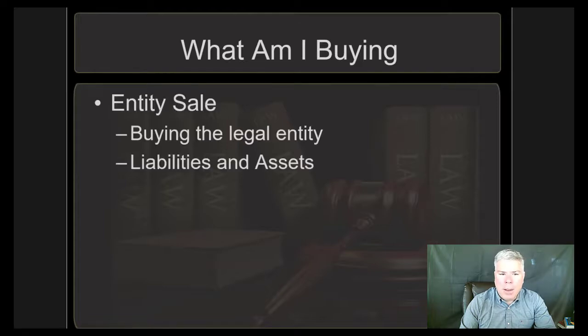The first question you need to ask yourself is, what are you actually buying? There are two basic methodologies to buy a business. The first one's an entity sale, so you're buying the legal entity. If you're looking to acquire Jane's Florist, and Jane's Florist is Jane's Florist LLC, and it's an entity sale, you're buying the LLC.